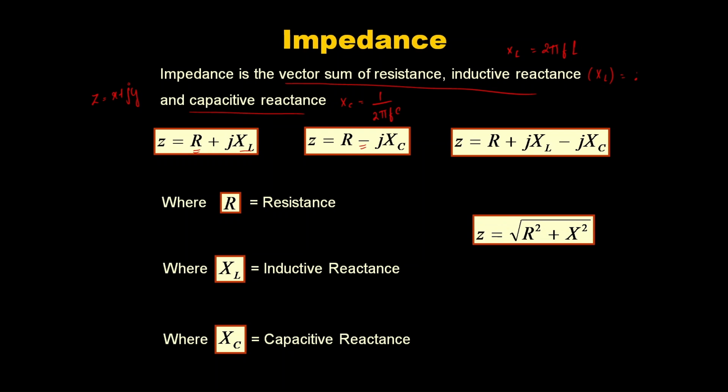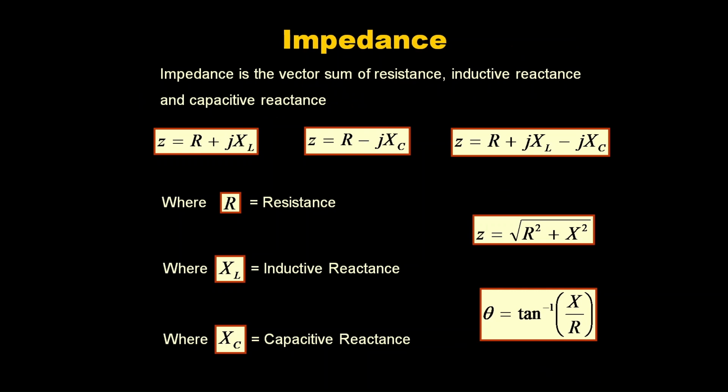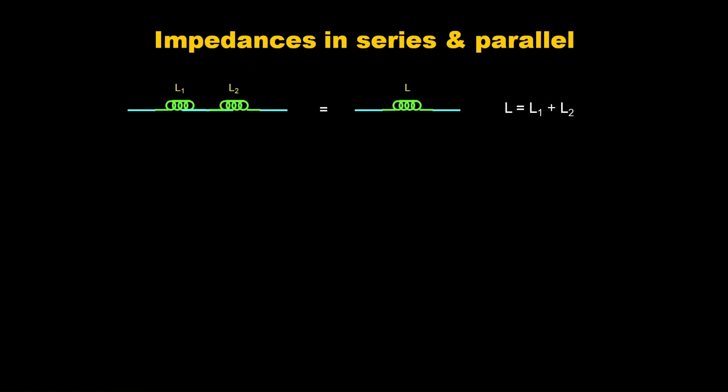And Z is equal to root of r square plus x square. Theta is equal to tan inverse of x by r. If both XL and XC are given, then Z is equal to root of r square plus (XL minus XC) the whole square. Similarly, here also XL minus XC will come. Theta is equal to tan inverse of (XL minus XC) by r. So this is how it works. These formulas are very important to solve sums. They'll ask sums based on these formulas only, so I want you guys to remember every formula clearly.